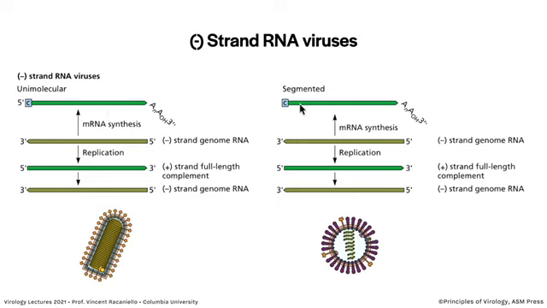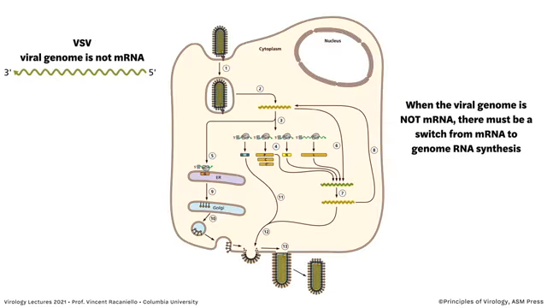First, we have two kinds in general. We have viruses that have a single RNA. I call that unimolecular, and that's VSV, of course. And then we have segmented negative strand viruses like influenza virus. So the genome is negative strand, of course. It can't be translated, so we have to deal with that. What do we do? Let's talk about VSV first. The genome is not mRNA. It's obvious. It's negative stranded, right? When the genome is not mRNA, there must be a switch from mRNA to genome RNA synthesis. You'll get what this means in a moment.